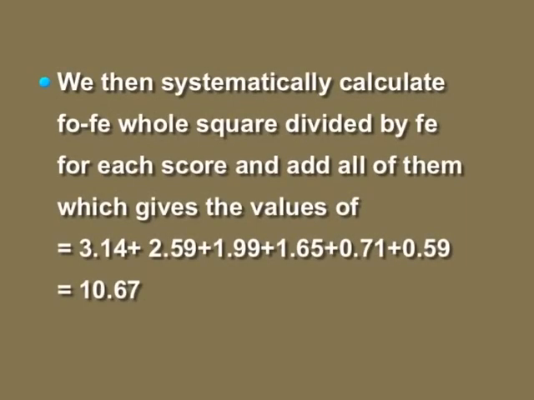We then systematically calculate Fo minus Fe whole square divided by Fe for each score and add all of them, which gives the values of 3.14 plus 2.59 plus 1.99 plus 1.65 plus 0.71 plus 0.59, which equals to 10.67.